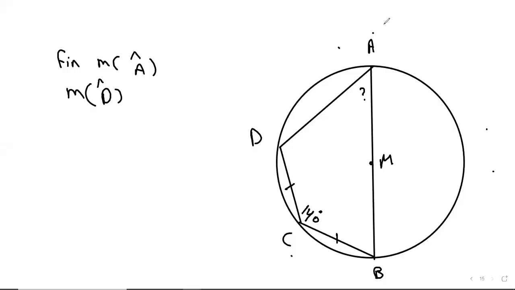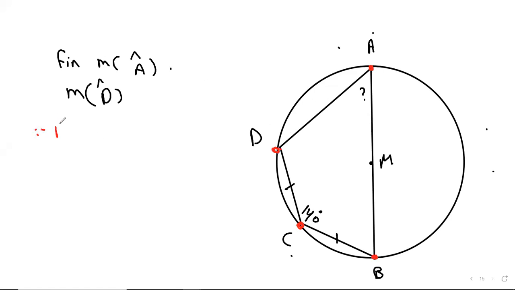In this example, ABCD is a quadrilateral inscribed in a circle M, and the measure of angle BCD equals 140. Find the measure of angle A. You know, this shape is a cyclic, but it's not mentioned in the given. ABCD is a cyclic because all vertices of this shape belong to a circle.